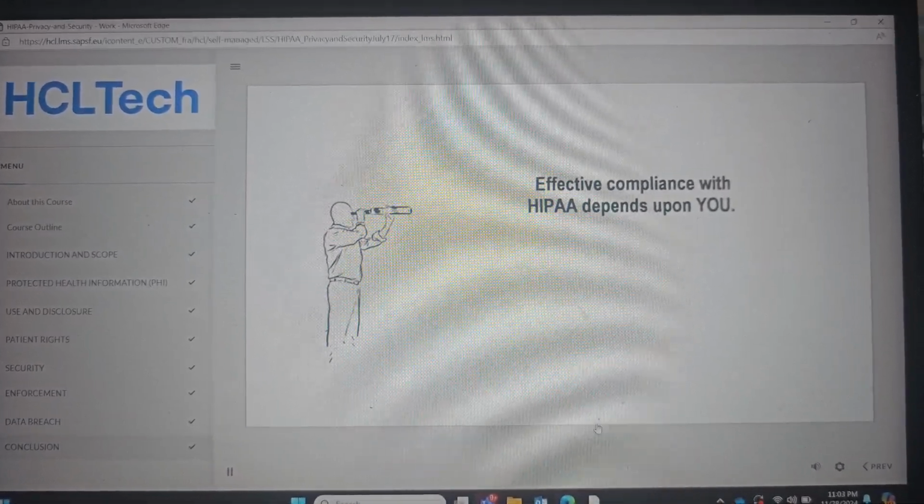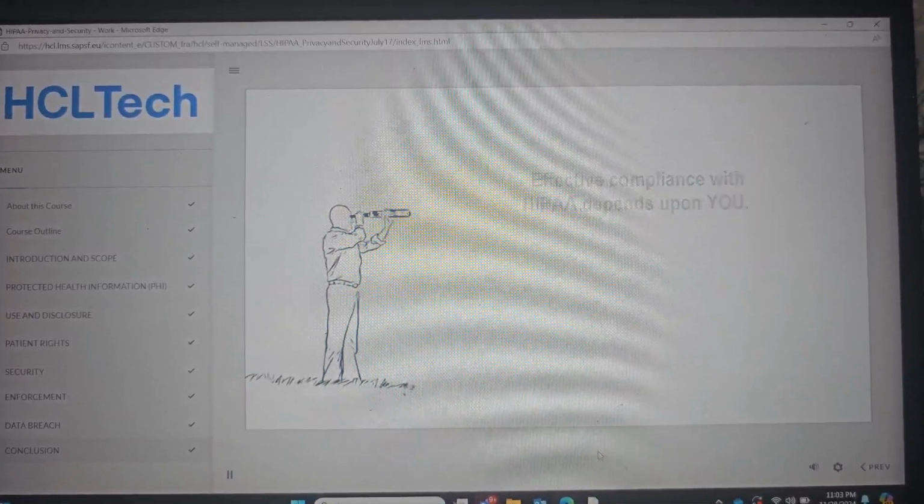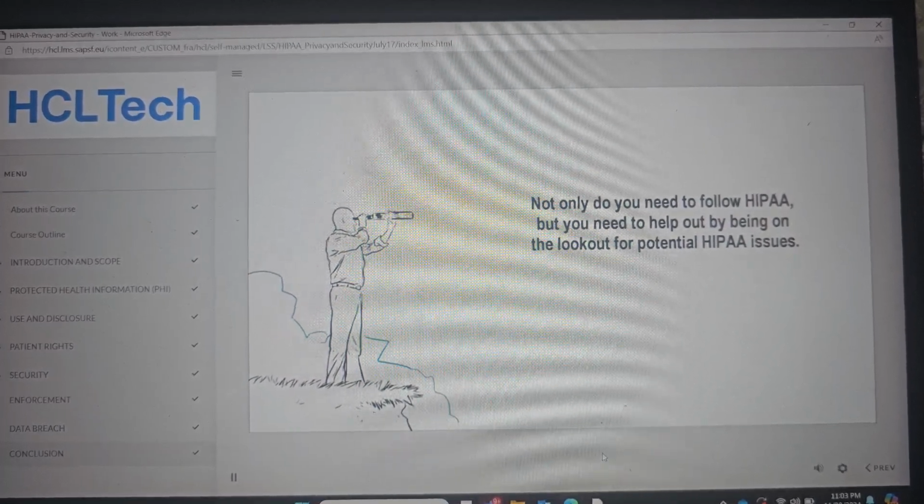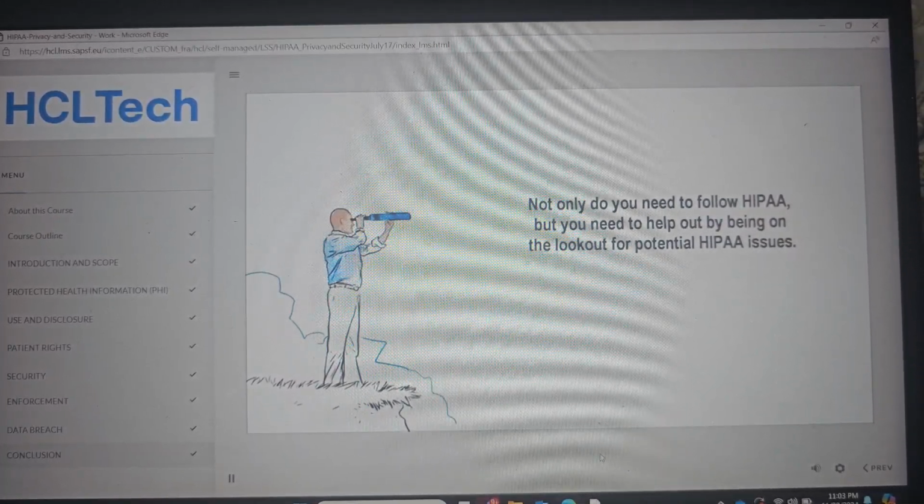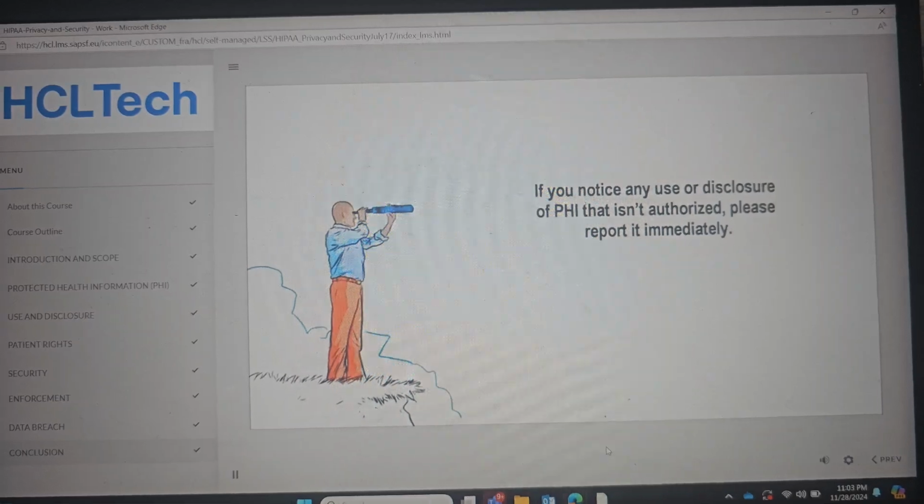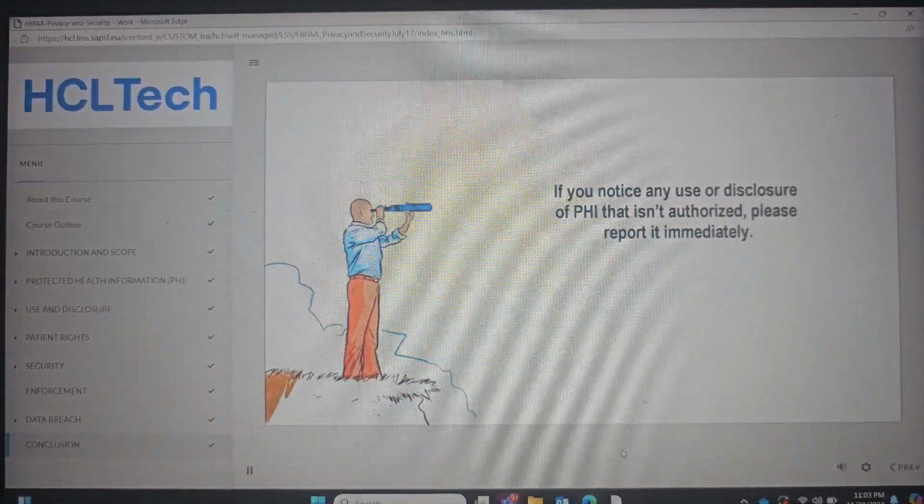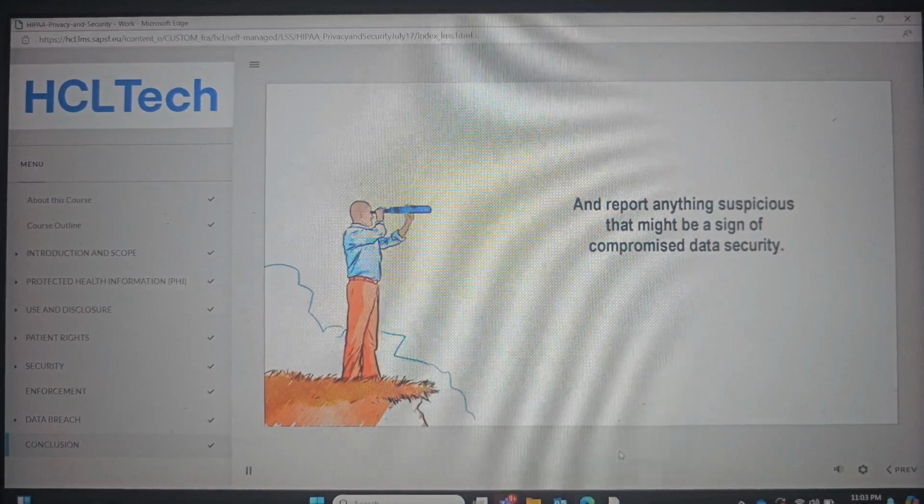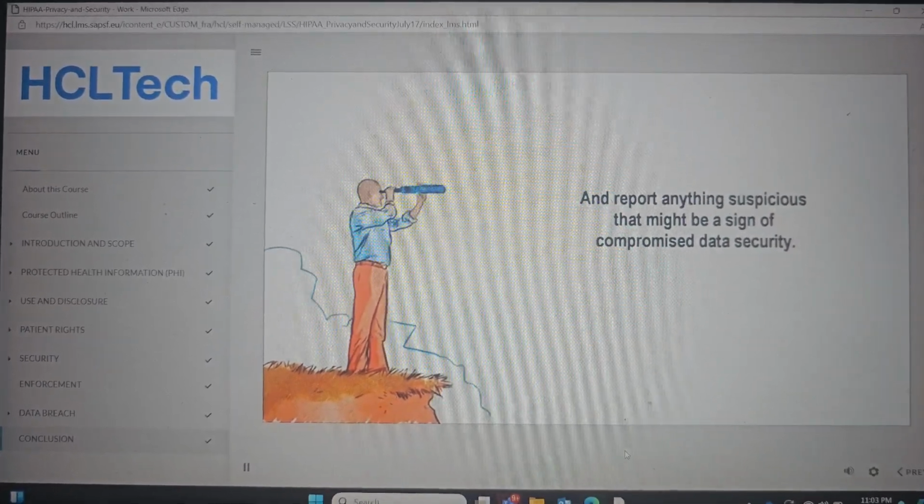Effective compliance with HIPAA depends upon you. Not only do you need to follow HIPAA, but you need to help out by being on the lookout for potential HIPAA issues. If you notice any user disclosure of PHI that isn't authorized, please report it immediately, and report anything suspicious that might be a sign of compromised data security.